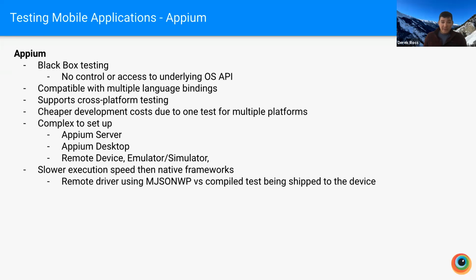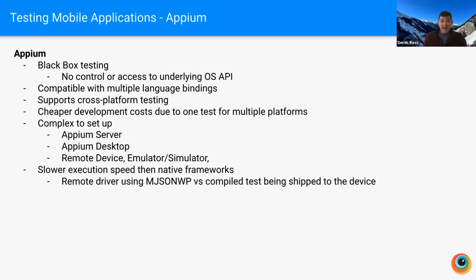There are cheaper development costs that come with this due to the fact that you only have to write the test once, so you only need one team to do it. But that can kind of be mitigated on a development team that's using XCUI or Espresso, since they're already there being utilized. It is quite complex to set up for your first time locally.